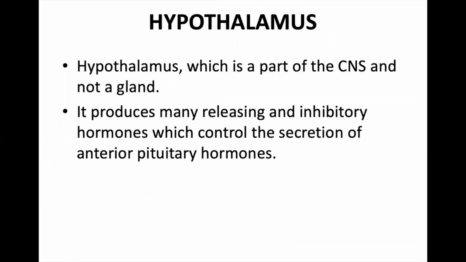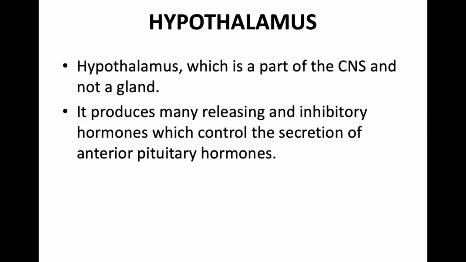The hypothalamus is a part of the CNS and it is not a gland, but it is a connecting link between the nervous system and the hormones, that is, the endocrine glands. It produces releasing and inhibitory hormones. Remember, what does the hypothalamus produce? Releasing hormones and inhibitory hormones.